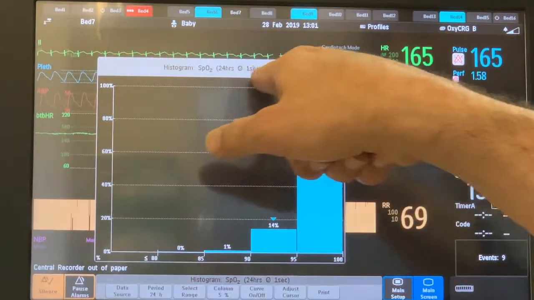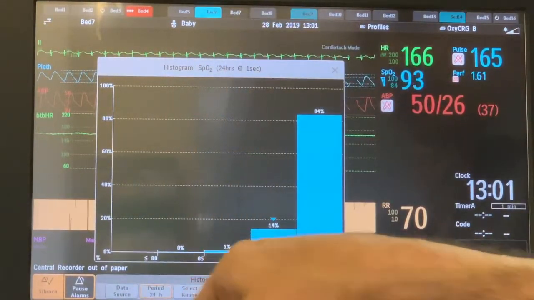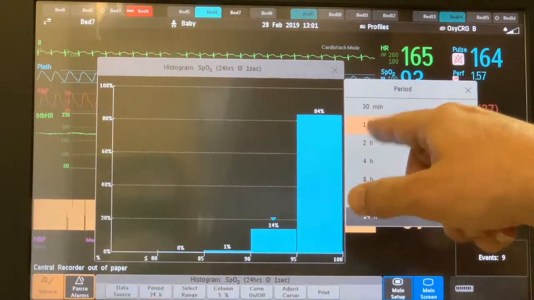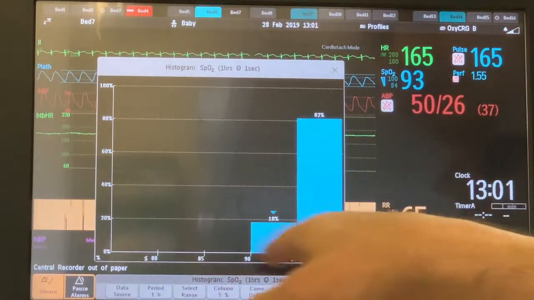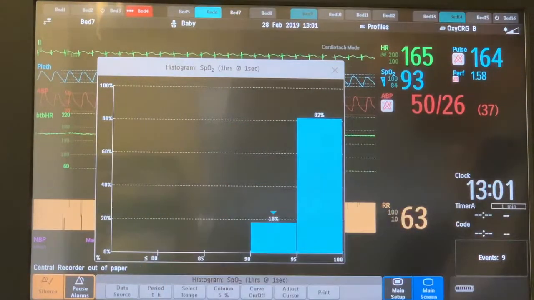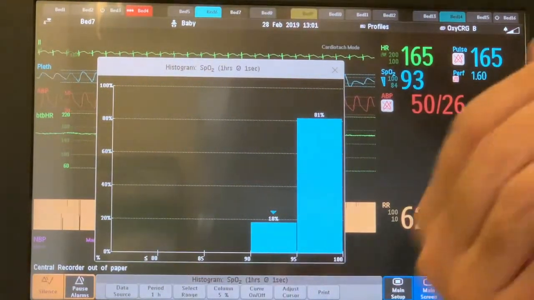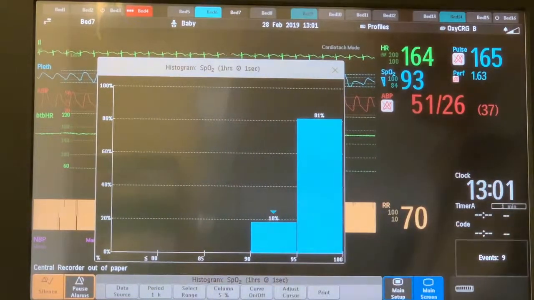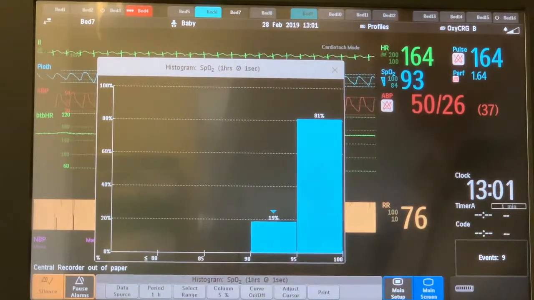That's over 24 hours. You have on top here, and you can actually change the time to select starting from 30 minutes or 1 hour. So you can get the histogram over the last 1 hour and compare that to the 24 hours. So you can get an idea about the improvement or worsening of the clinical case in relation to oxygen histograms.